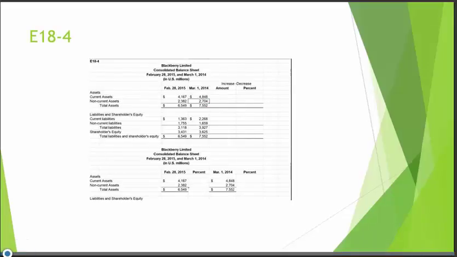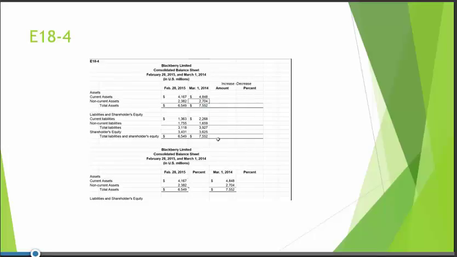Exercise 18-4 on page 288 at the bottom left-hand corner. All right, so we've got a comparative balance sheet for February 28th, 2015 and March 1st, 2014 for BlackBerry. We've gotten some information and they've asked us to do a horizontal and a vertical analysis and then talk about any significant changes. So when we look at it, I've set up the financial statement given, and I've created an amounts column and a percentage column.